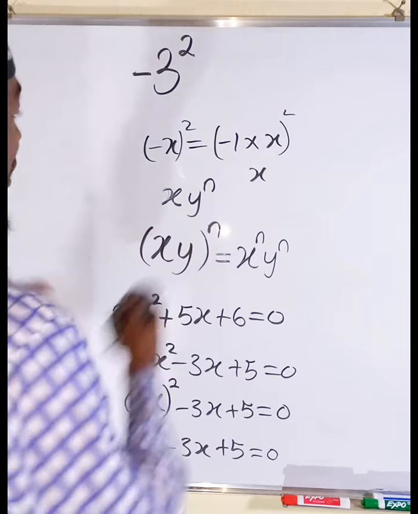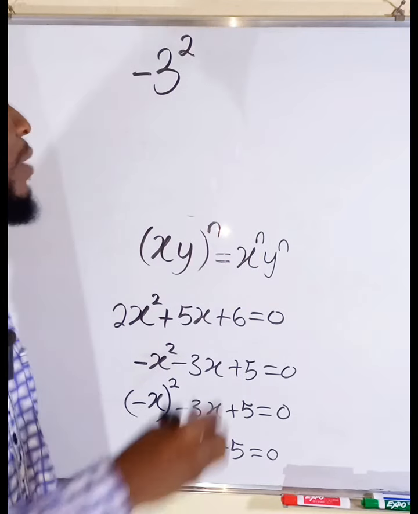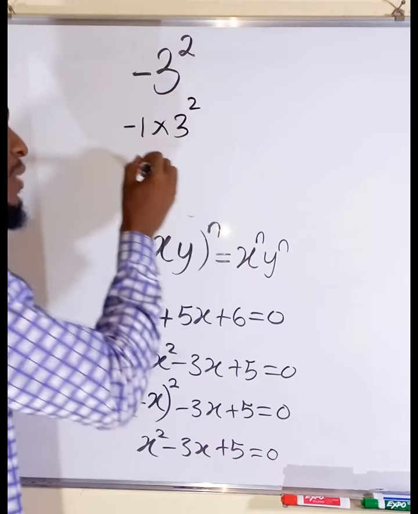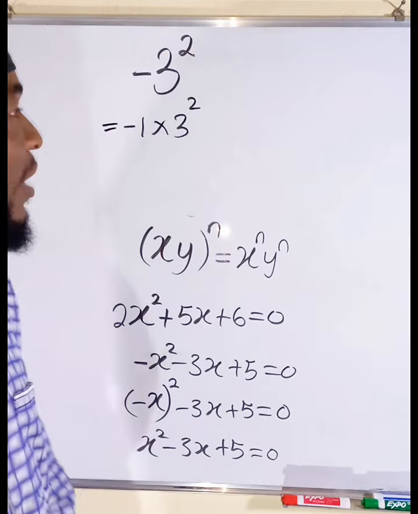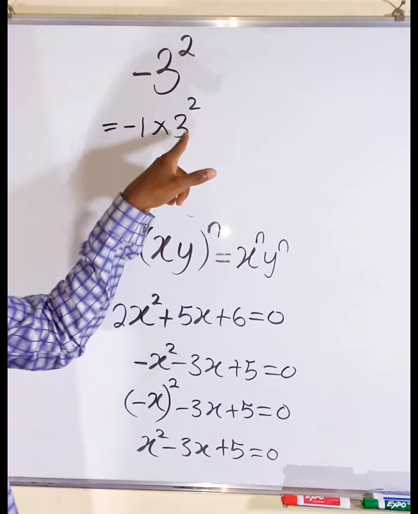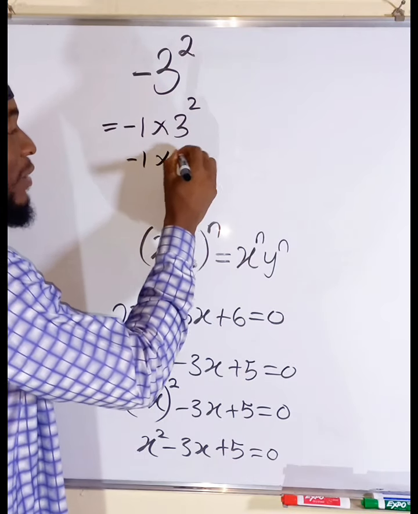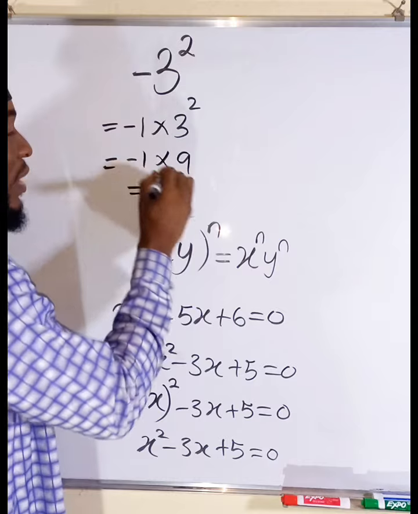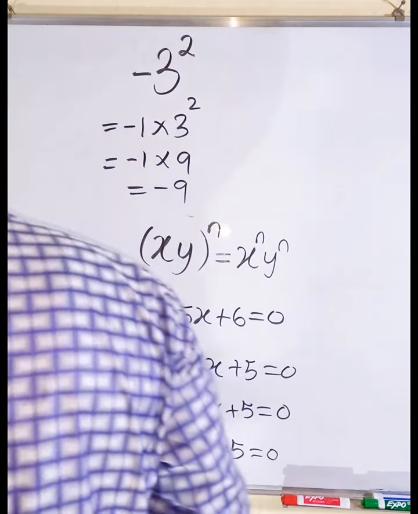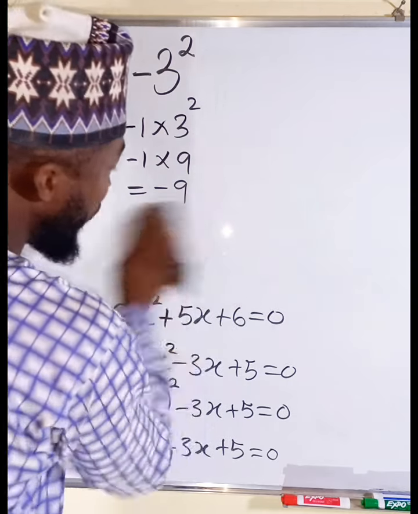Because, let me write something here. I can write negative 3 to the power of 2 as negative 1 multiplied by 3 to the power of 2. They are all exactly the same. And you can see that the power of 2 is only affecting 3. And 3 squared is 9. We have negative 1 multiplied by 9, which is equal to, indeed, negative 9. We are done with this one.